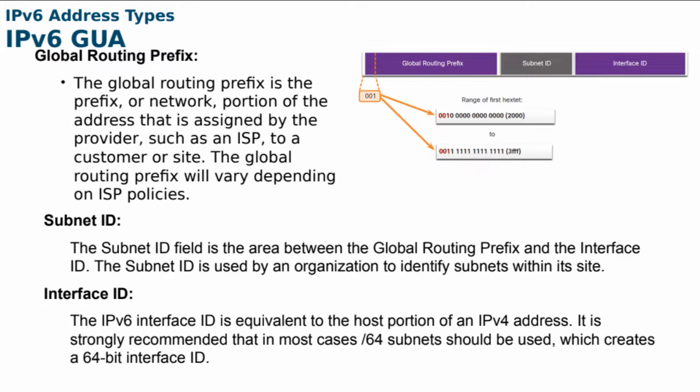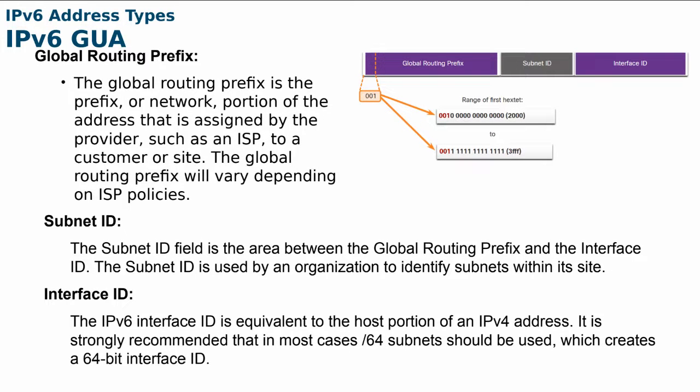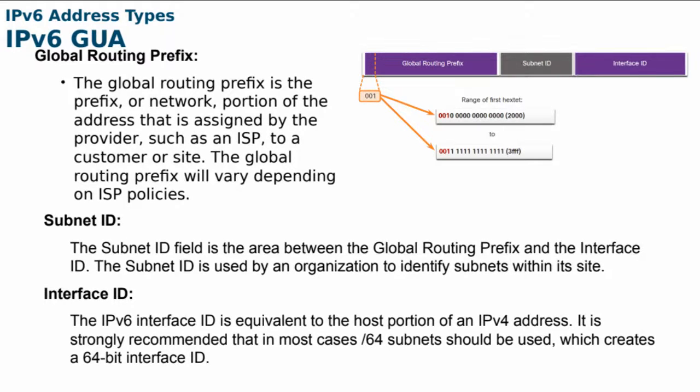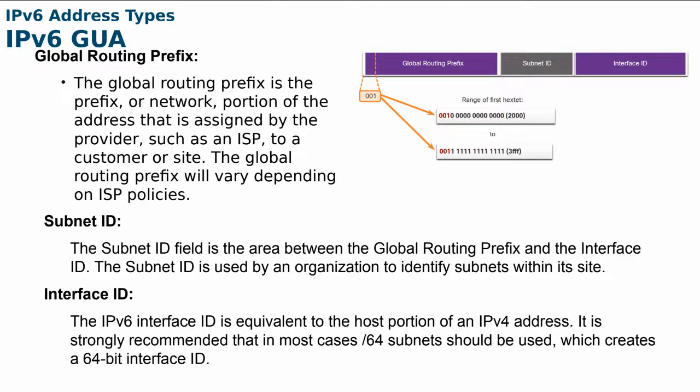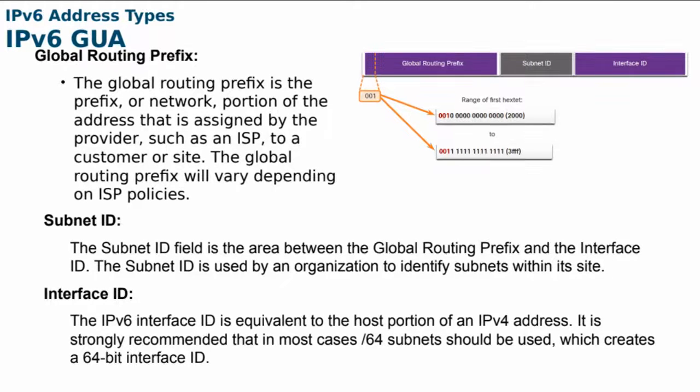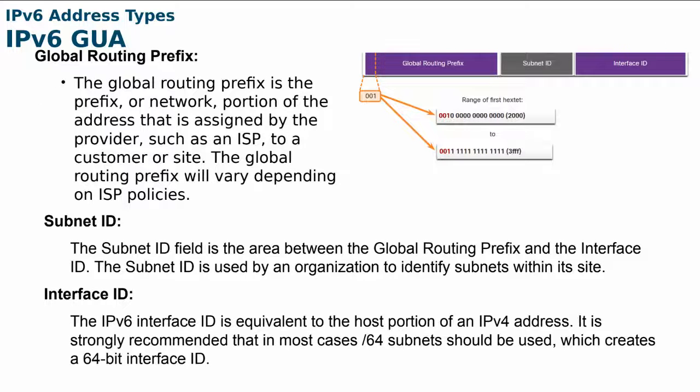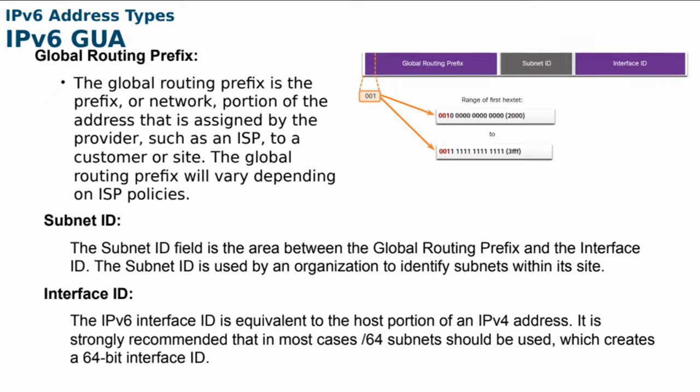IP version 6 GUA. The global routing prefix is the prefix or network portion of the address, like the slash notation when we used it. Okay. It is assigned by the provider, such as the telecom company, or the internet company, to the customer or site. Okay. And the global routing prefix will vary depending on ISP policies, according to the policy, to the country, to the geographical location. All right.